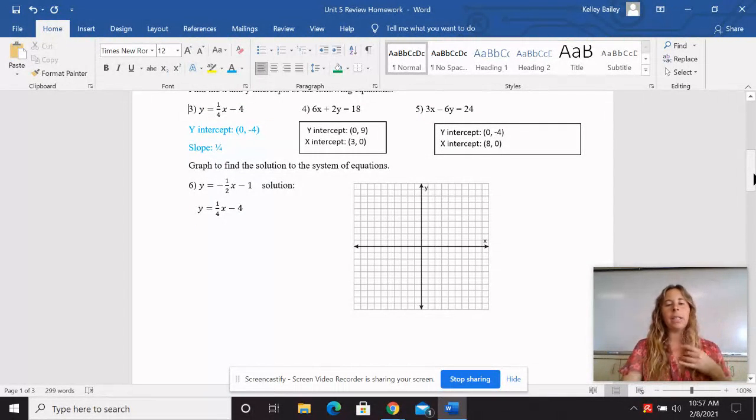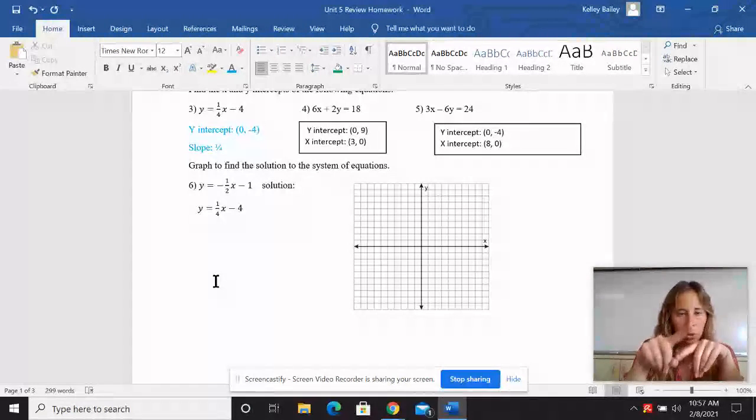Graph to find the solution to the system of equations. So notice you are dealing with equations, not inequalities. There's an equal sign here. So that means you're going to graph both lines, and where they intersect is your answer. That's how we do this.